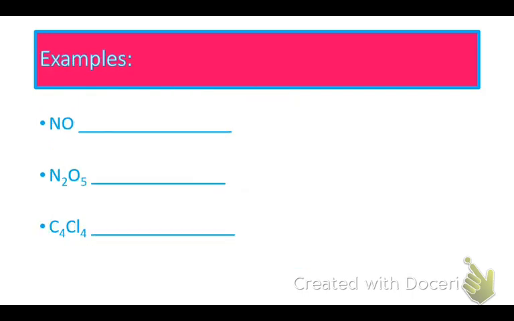First element, nitrogen. It's a non-metal, so that means I'm going to use prefixes. Now, look down below. It's a 1. So technically it would be mono, but I don't write that. So I leave the mono out and I just go ahead and write nitrogen. Then I look after the oxygen, mono, because it's a 1.